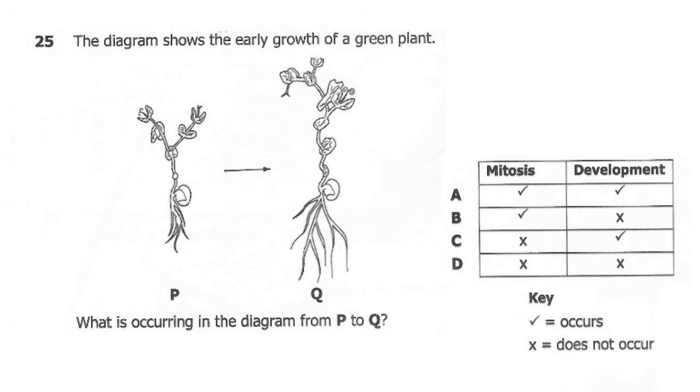The correct answer here is A. So for a plant to grow, the cells will be dividing by mitosis in the region known as the region of cell division. And after the cells have divided, they will then elongate and then differentiate or develop in the zone of cell development. So here, both mitosis and development occur during the process of growth. So the correct answer is A. Well done, chat.